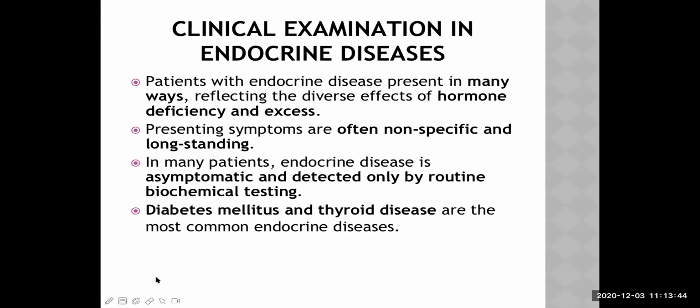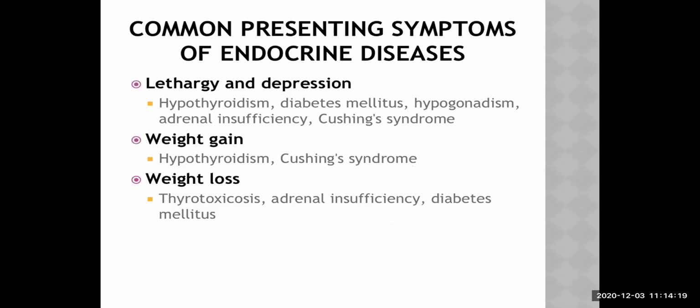Diabetes and thyroid disease are the most common endocrine diseases in clinical practice. The person who specializes in endocrine diseases is known as an endocrinologist. And in the endocrinologist's clinic, the two important disorders that come are diabetes and thyroid disorders. So that's why in our endocrine discussion also, we'll mainly focus on these two important diseases. But don't worry, we'll cover others as well.